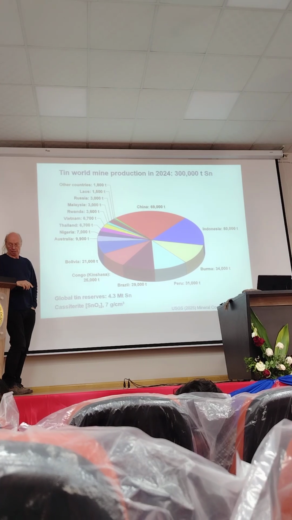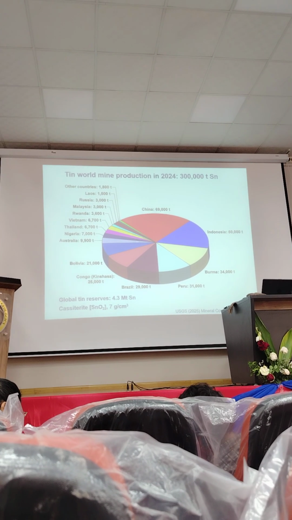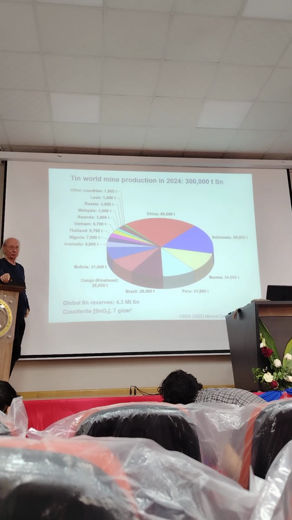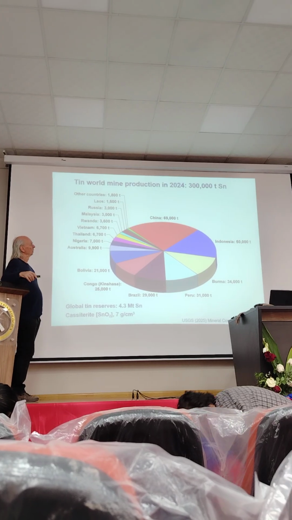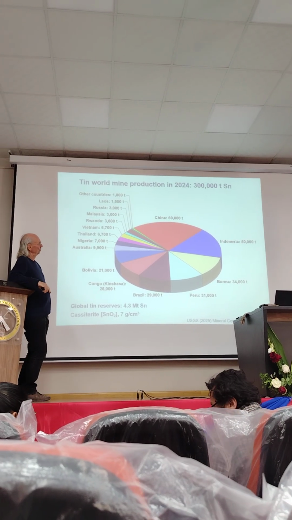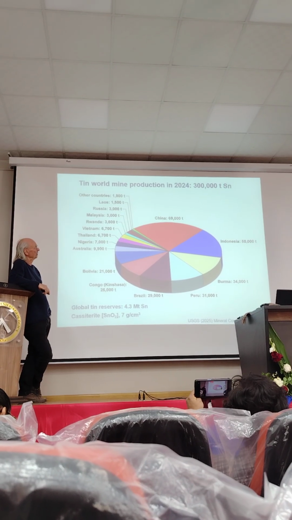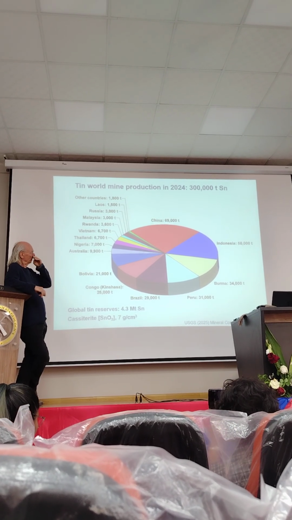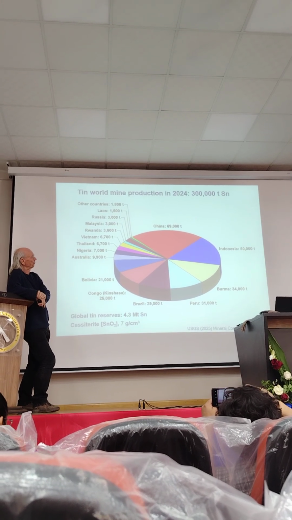Yeah, now again a little bit about the economics. Last year there was about 300,000 tons of tin produced by mining. And the biggest producer is China. It's nearly 70,000 tons of tin produced. And then comes Indonesia. Indonesia is 50,000 tons.